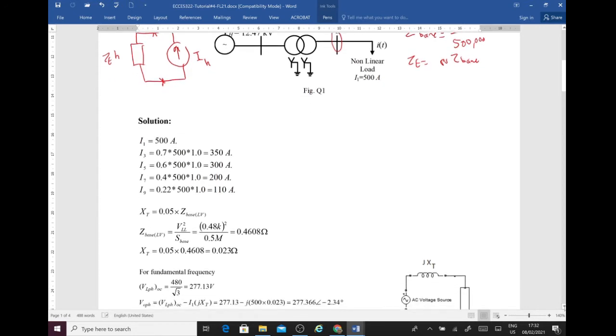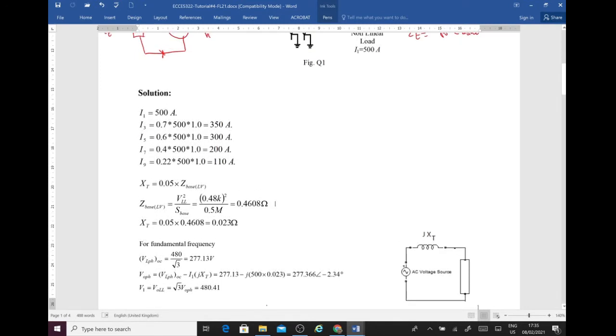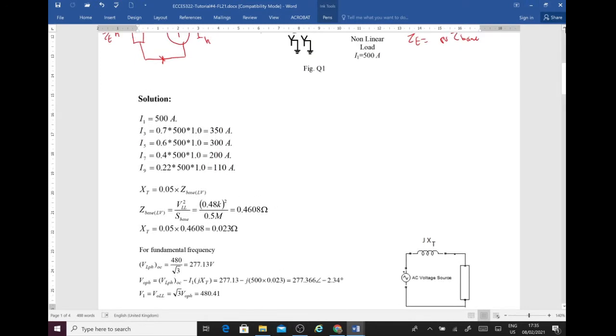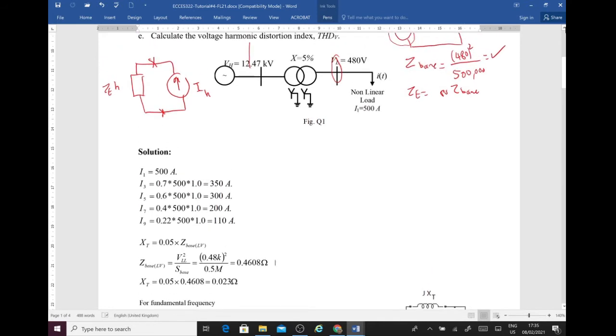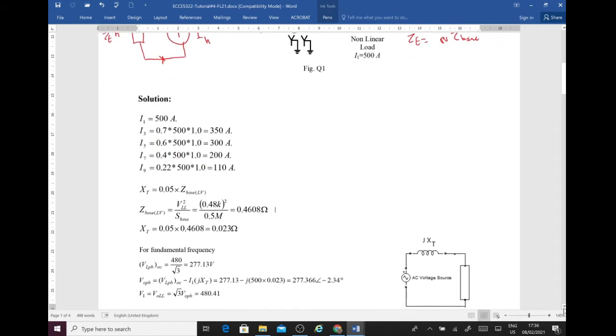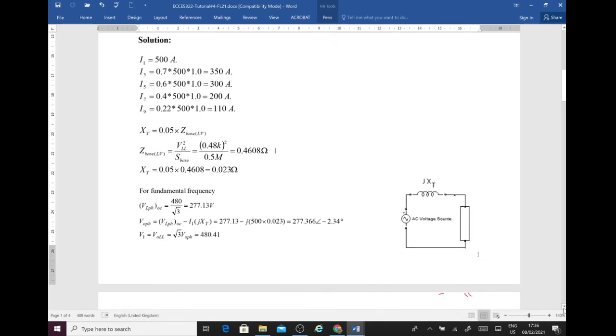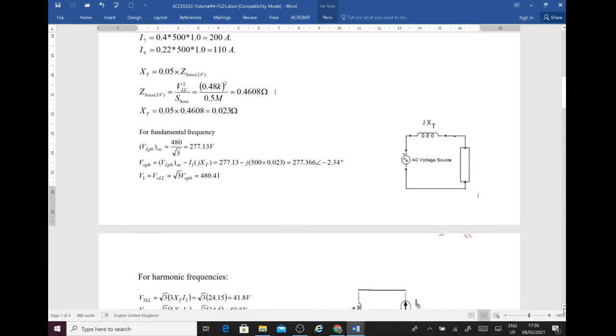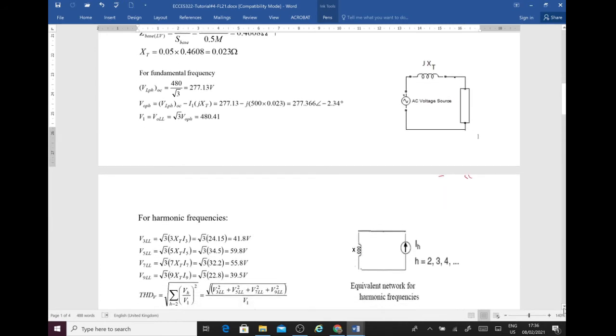Impedance at fundamental frequency. Then we calculate the voltage due to the third harmonic. Again, this one will be our equivalent circuit. We need to find the third harmonic current, which is given. We just multiply the third harmonic current by the transformer impedance times 3, and that should give us the value of the voltage for the third harmonic. We can do the same thing for the rest of the harmonics, the fifth, the seventh and the ninth.